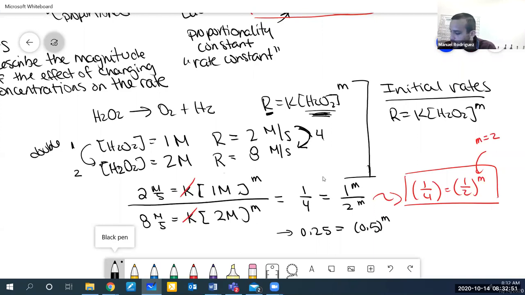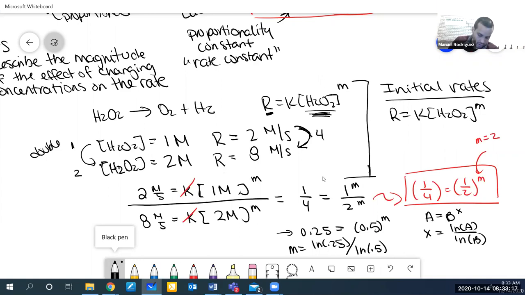And then we talk about how if A equals B to the X, then X will equal the natural log of A divided by the natural log of B. So then M should be the natural log of 0.25 divided by the natural log of 0.5. And if you plug that into your calculator, so natural log of 0.25 divided by the natural log of 0.5, that gives you a 2.